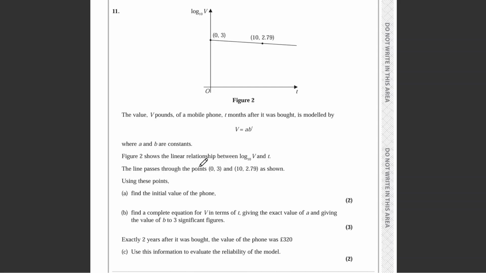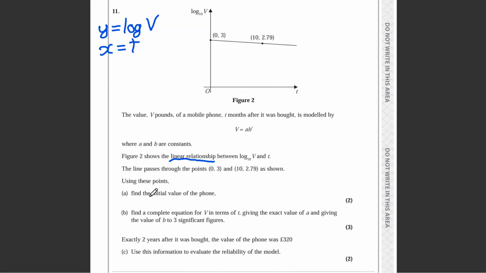So we need to find the initial value of the phone. Okay, so firstly, let's look at this graph up here. So we're told that this is a linear relationship, so this is a straight line. In this example, this y-axis here is y is equal to log base 10 of v. Remember, when you have base 10, you don't need to write base 10, we can just write this as log v. So in this question, the y-axis is log v, and the x-axis is t.